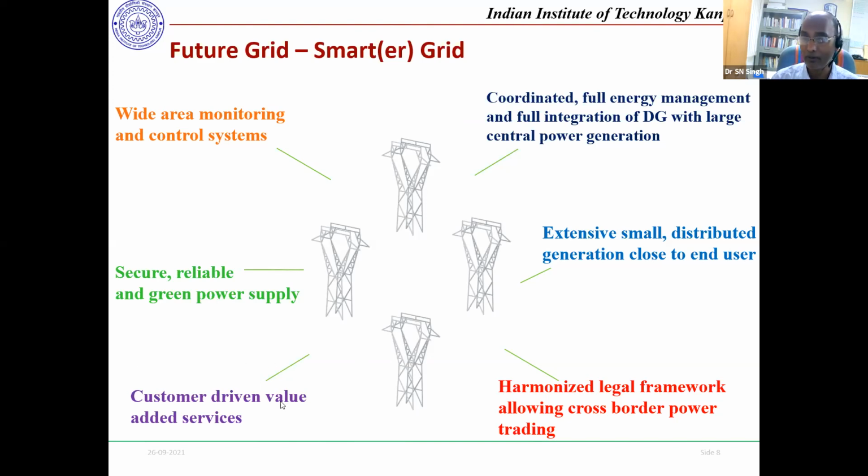We have to give the customer value, as I said, because we have to listen. The customer should have the choice so that I can choose my supplier. I'm not saying you should have many wires at your home; the same wire can be used, but the supplier can be different. It happens. It is feasible.